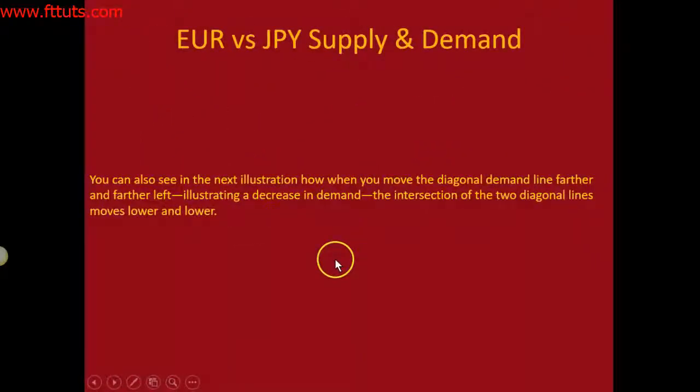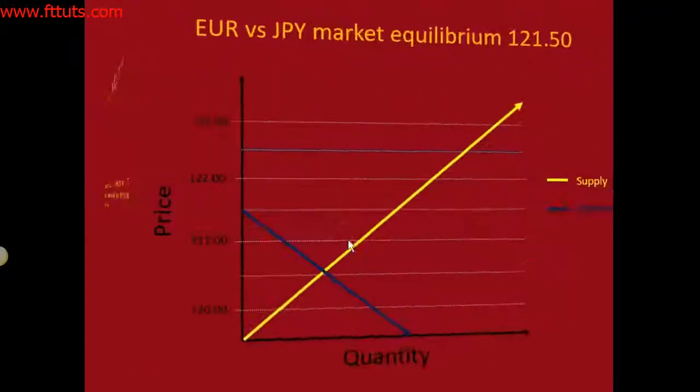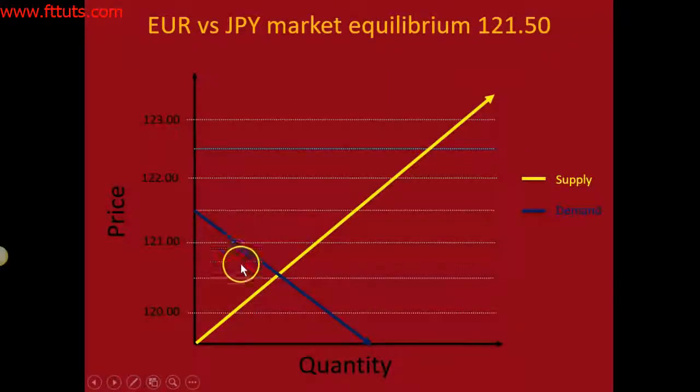You can also see in the next illustration how when you move the diagonal demand line farther and farther left, illustrating a decrease in demand, the intersection of the two diagonal lines moves lower and lower. All right, you can see as we move the demand line to the left, the exchange rate dropped. So we're pretty much near 120.5.